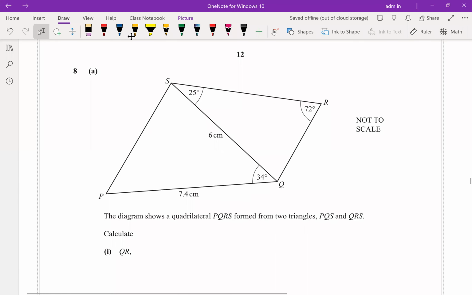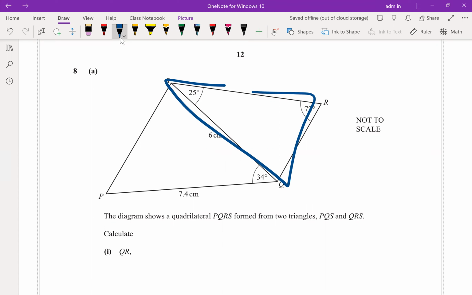Question number 8, trigonometry. By looking at triangle PQS, will we apply sine rule or cosine rule for this triangle? Cosine rule, because of what? We have 2 sides and the included angle. Apply cosine rule to get PS. By looking at triangle SRQ, apply sine rule or cosine rule? Sine rule, because we have 1 side and the 2 angles.